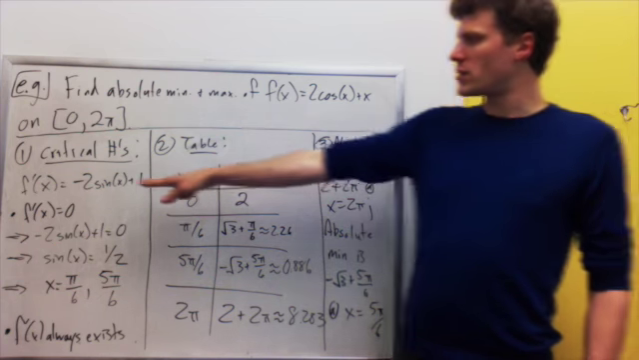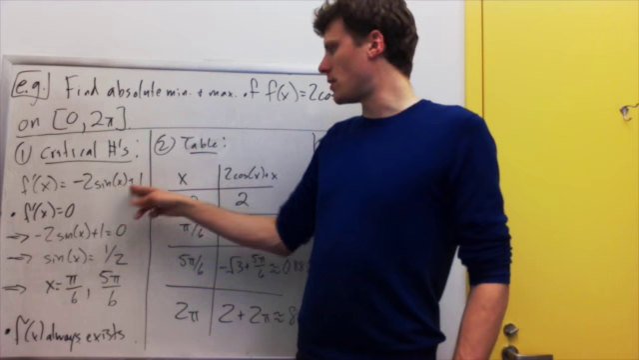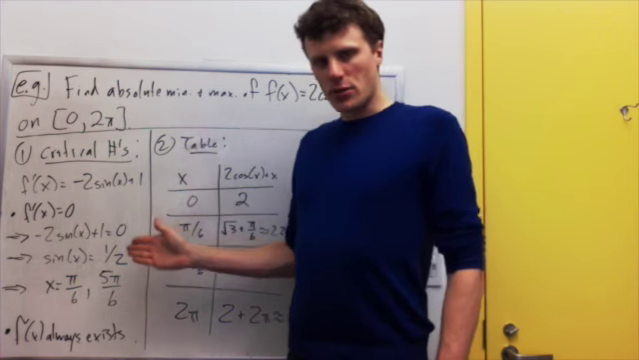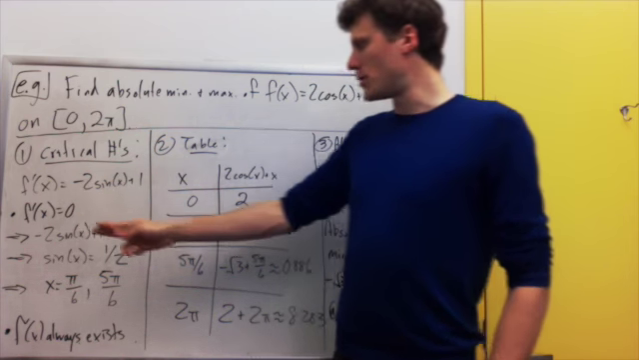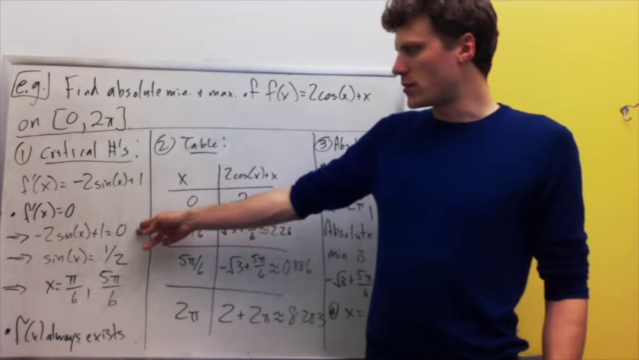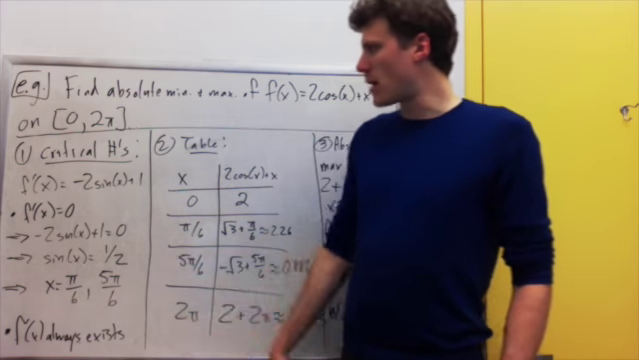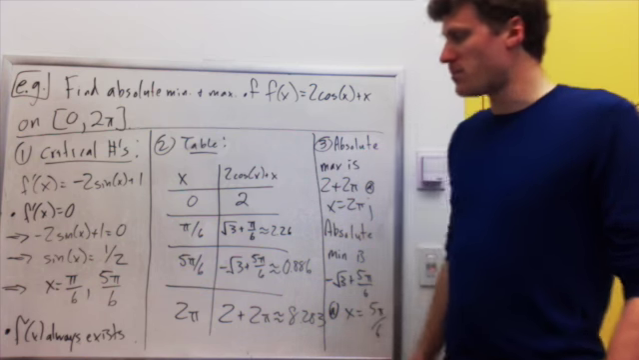To do that, we take the derivative of f. We get negative 2 sine of x plus 1. Some of the critical numbers happen when the derivative is equal to 0. So we set the derivative equal to 0 and we solve. Negative 2 sine x plus 1 equals 0 happens when sine of x is 1/2, which happens on this interval when x is pi over 6 or 5 pi over 6.